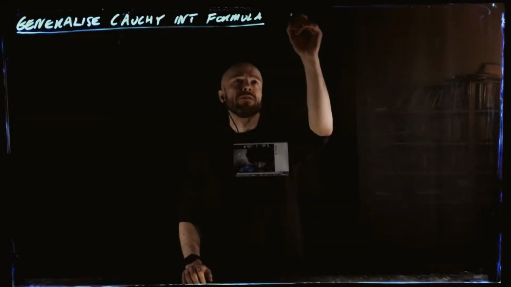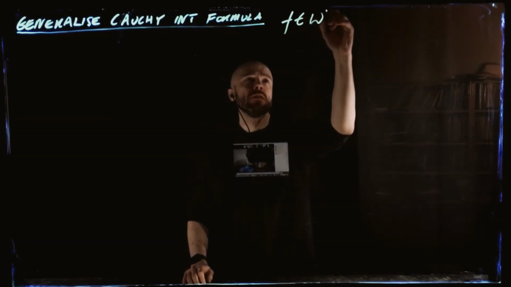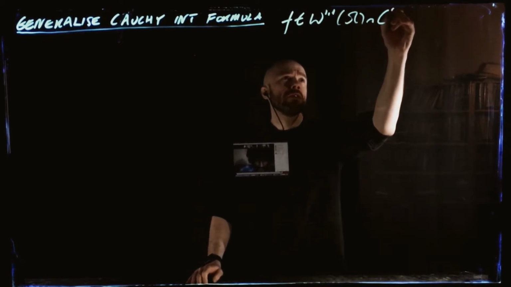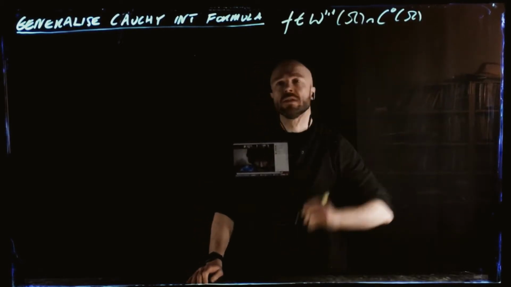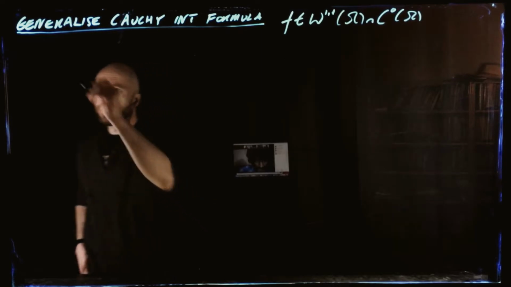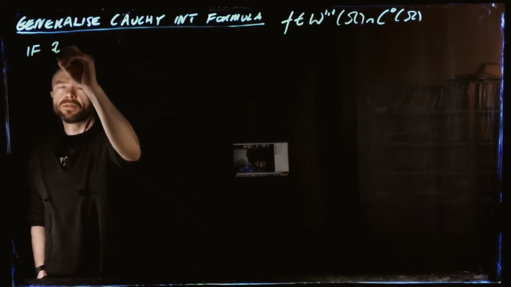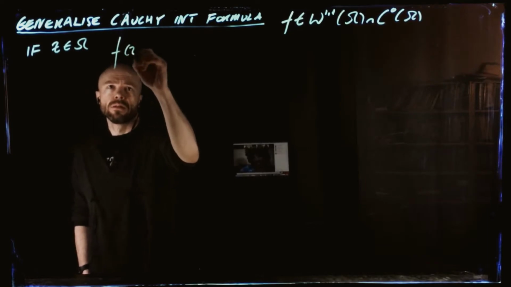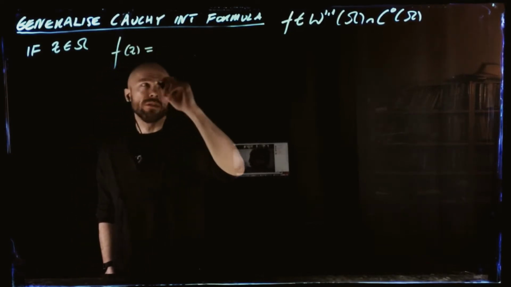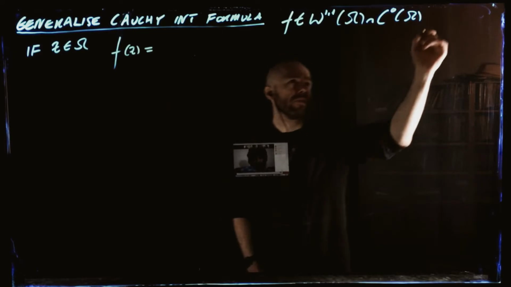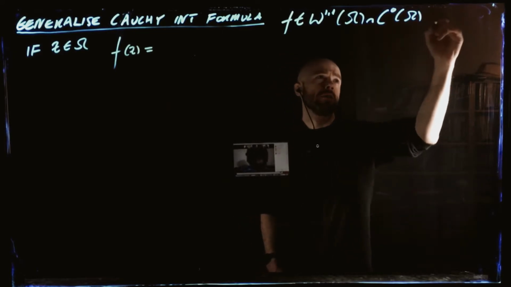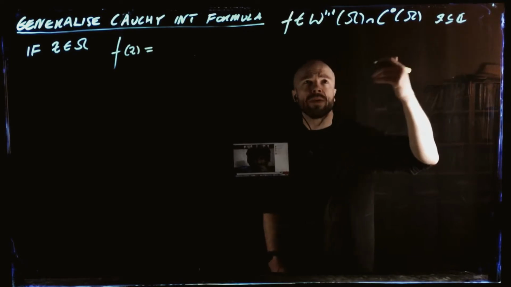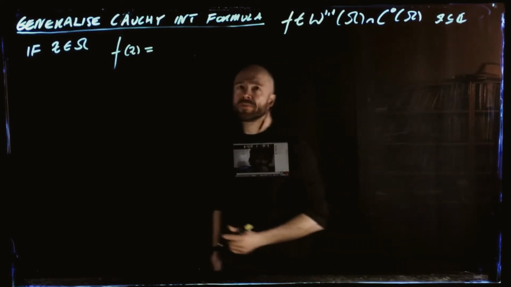So let's just take f then. Since we have f belonging to W^{1,1}(Ω), we do need it to be continuous. This is, in this case, important. And then if we have z belonging to Ω, then we have that f of z is equal to... I should specify that Ω is contained within the complex numbers, and we're mapping into the complex numbers, okay?